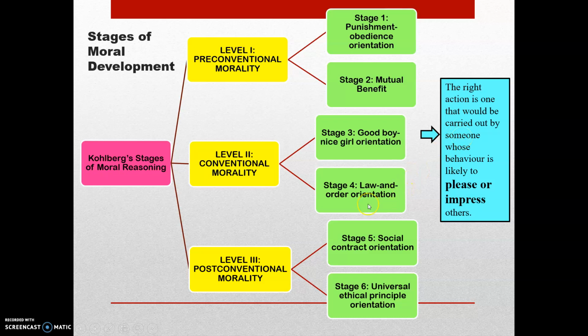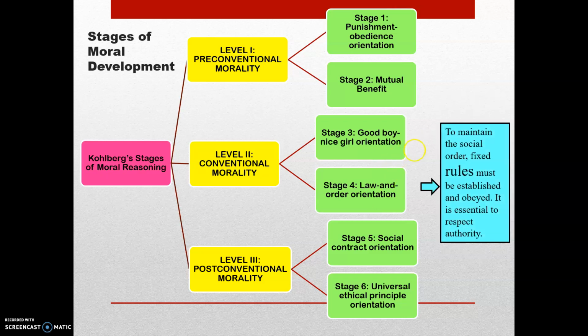Next, stage 4, which is the law and order orientation. To maintain the social order, fixed rules must be established and obeyed. It is essential to respect authority. Let's say, for example, the children are following their rules because they know that these are the rules stated by their school or their institution. So if they deviate from the rules or do not follow them, of course they can already expect that there will be punishment.